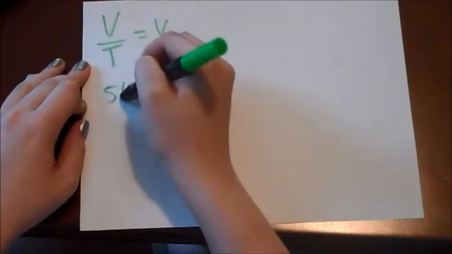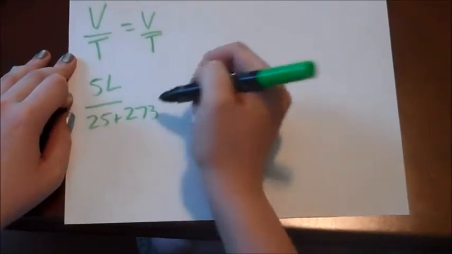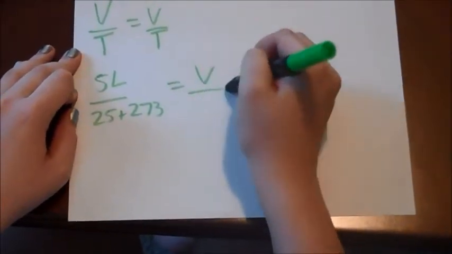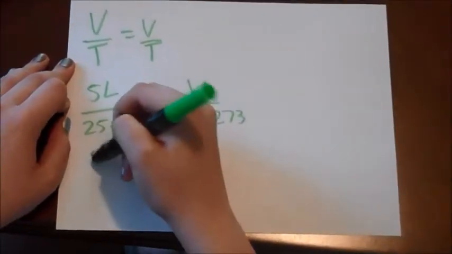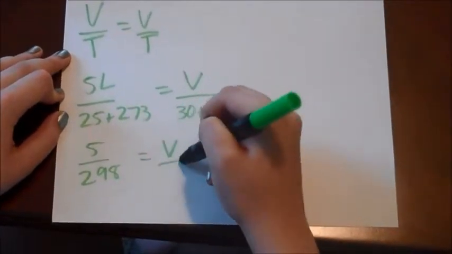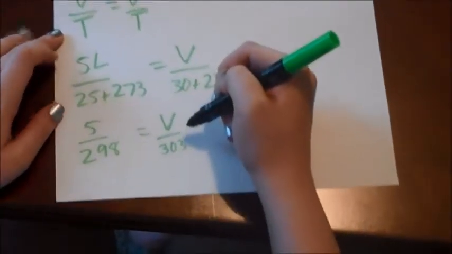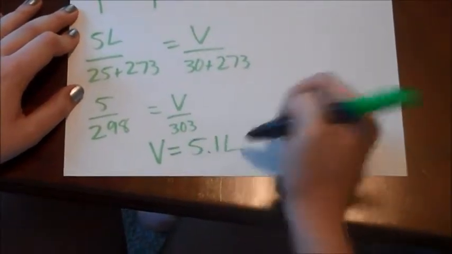So you have 5 liters over 25 plus 273, because you want to use Kelvin, equals V over 30 plus 273. So you have 5 over 298 equals V over 303. And when you solve it all out, you get volume is equal to 5.1 liters.